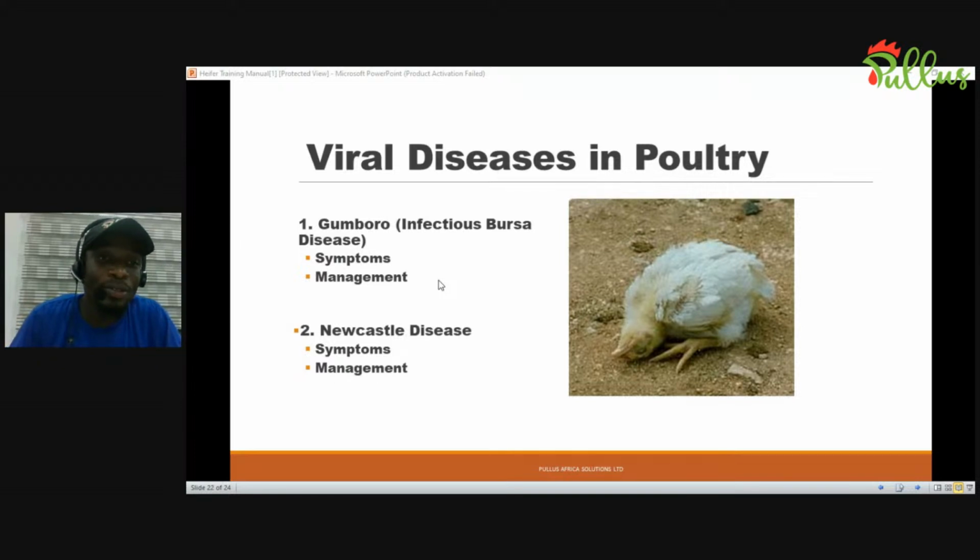Because Newcastle has several strains, and then the virulence of these strains. What do I mean by virulence? How severely these strains act on the chickens also differs. So sometimes somebody might have Newcastle, and it might be the less virulent strain. They might just come with a little respiratory problem. The mortality rate might not be as high as you might expect. That doesn't mean it's not Newcastle.